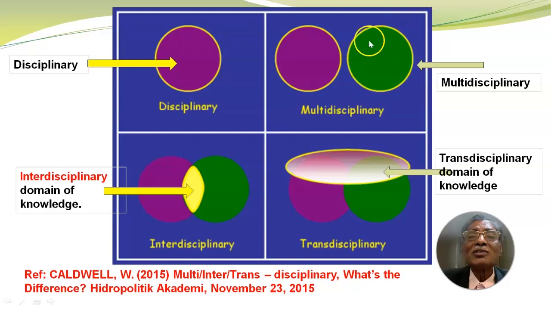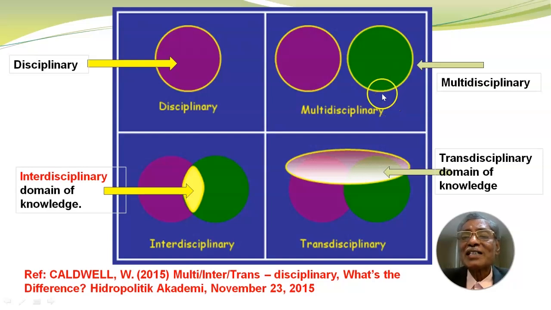Then you have representation of two circles here. One is purple and another is green. You can add many more circles. Each circle represents one discipline of knowledge. So that means so many circles you have, it represents multidisciplinary curriculum, multidisciplinary learning.